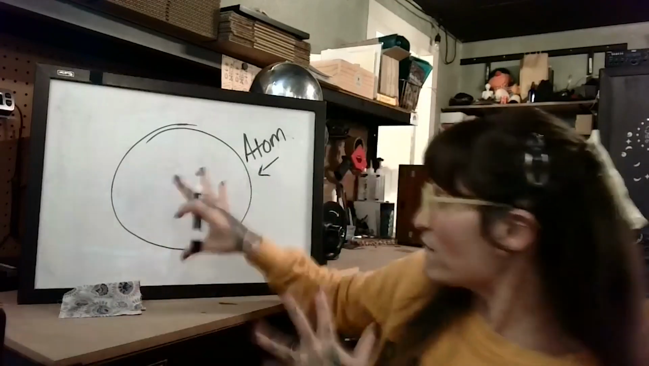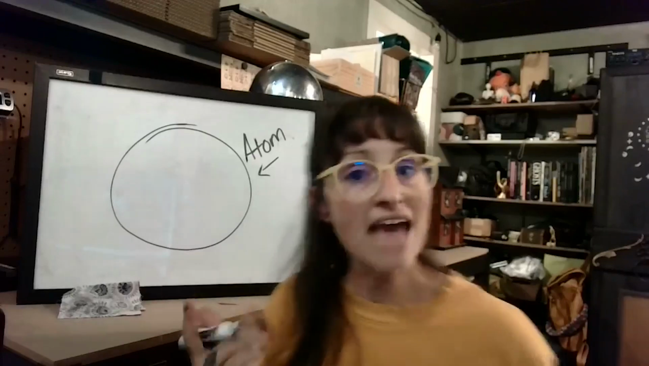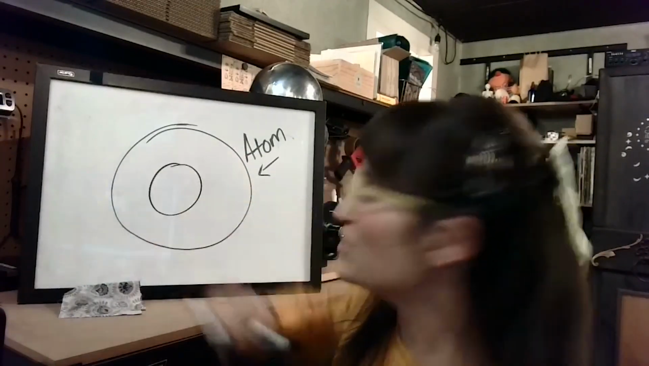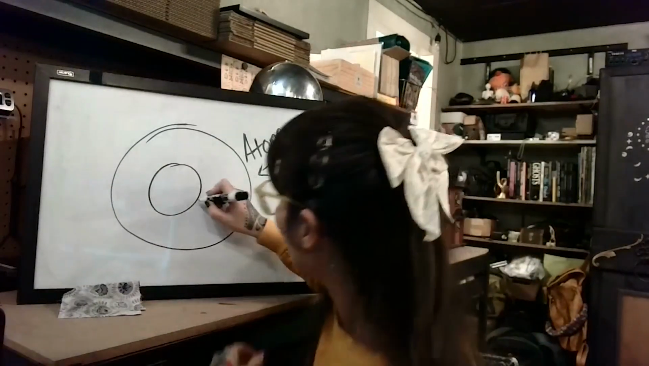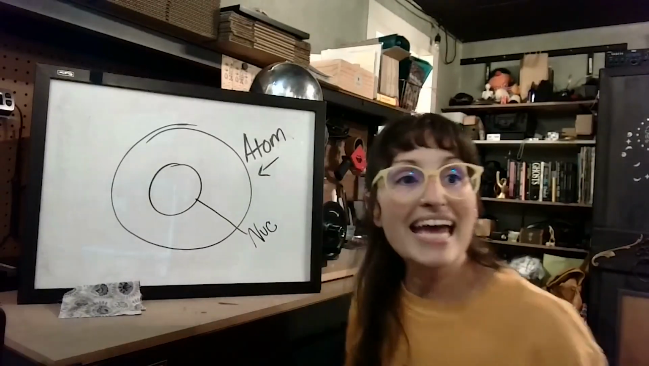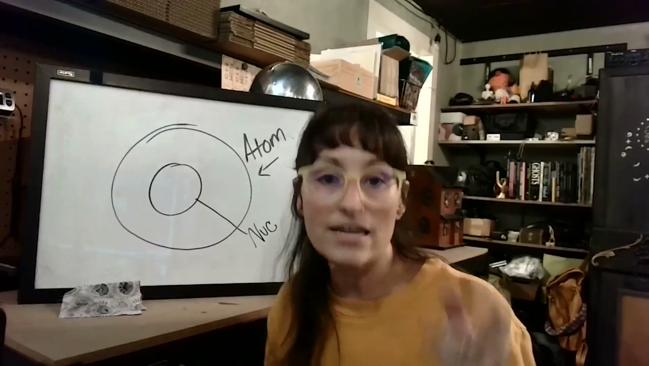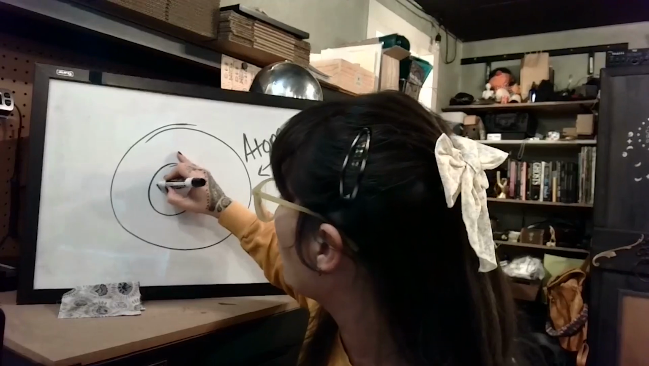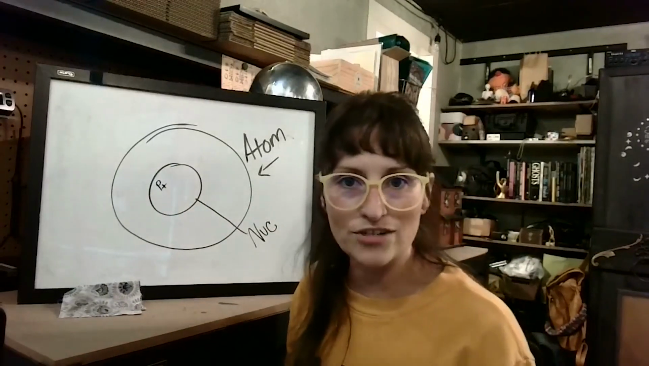Everything is made up of these, but what makes up an atom? Atoms have what's called a nucleus, which I think we all know. Yes, exactly, good job. So this is our nucleus. Inside that nucleus, we have protons and neutrons. So we have our protons, we're going to call those P's, and those are a positive charge.